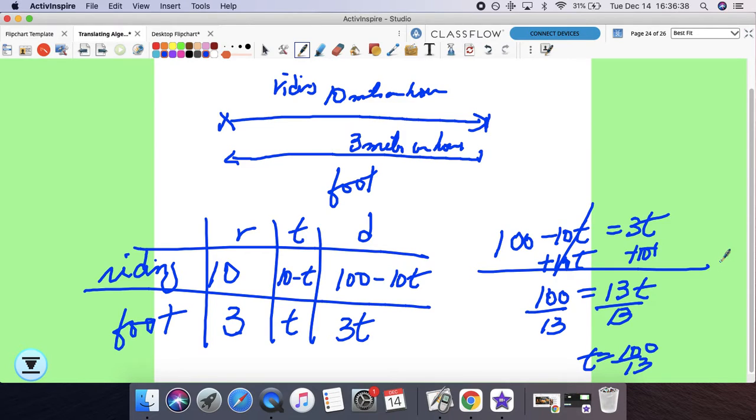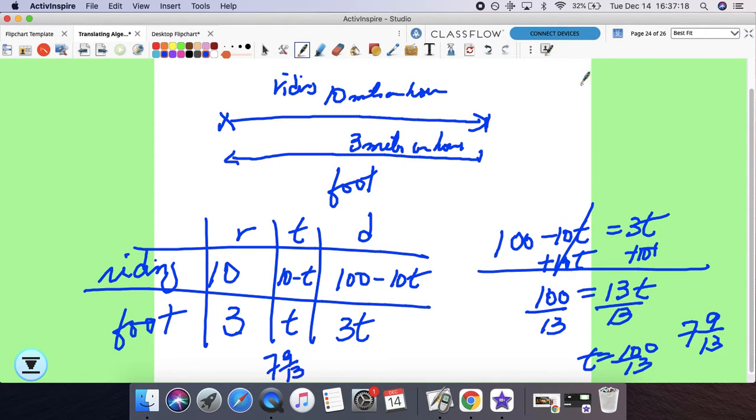Now you can change this to an improper fraction, a mixed number. Let's see how many times I can do this. 100 divided by 13 is 7, so 13 times 7 equals 91. So that would be 7 and 9 over 13. So this is the time that he spent walking. So I'm going to write 7 and 9 over 13.